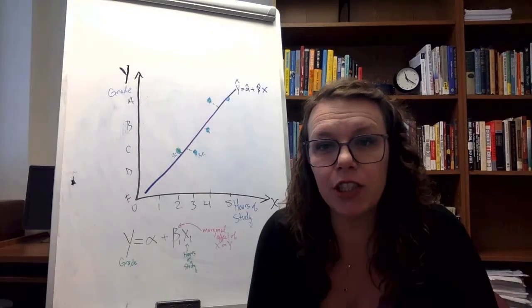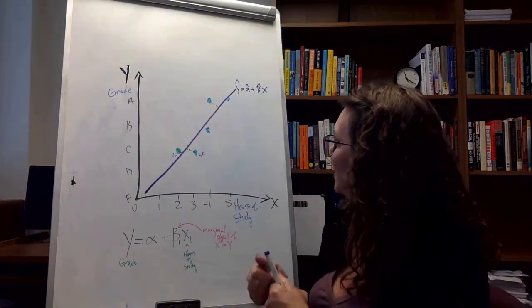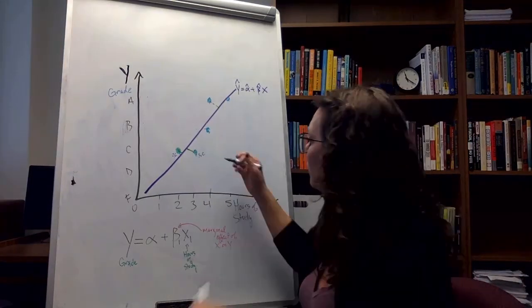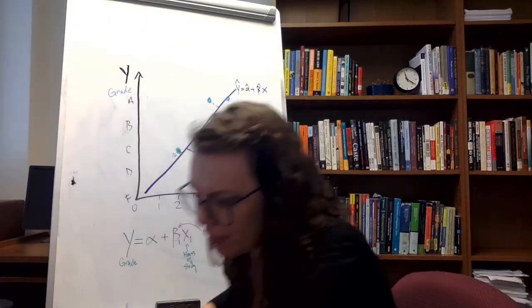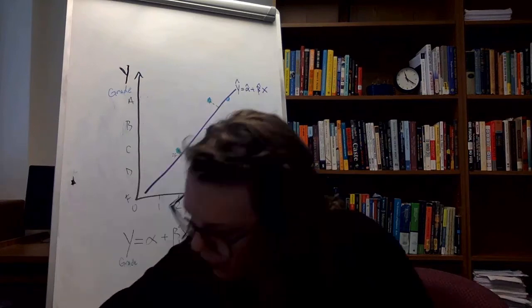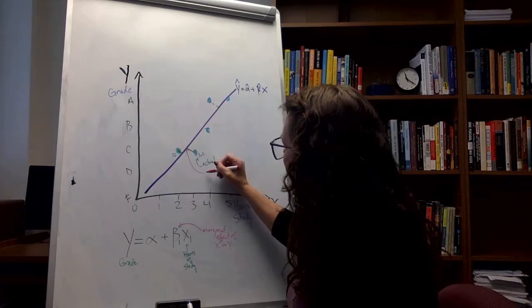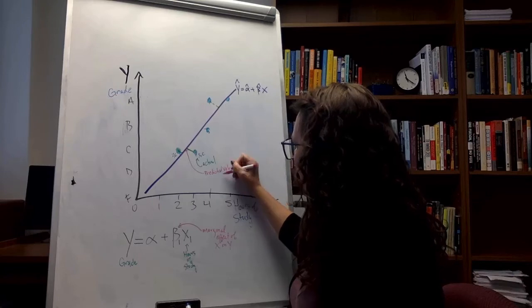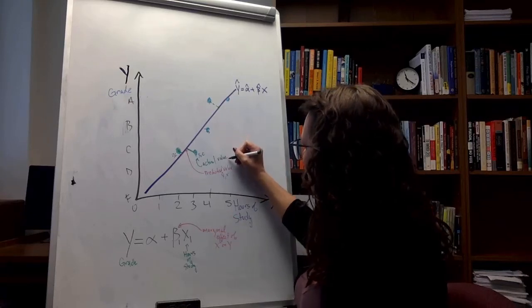A good regression equation, an ordinary least squares or OLS regression equation, is going to minimize this distance between the actual value and the predicted value. So the predicted value is y hat given x, whereas the actual value is y given x.